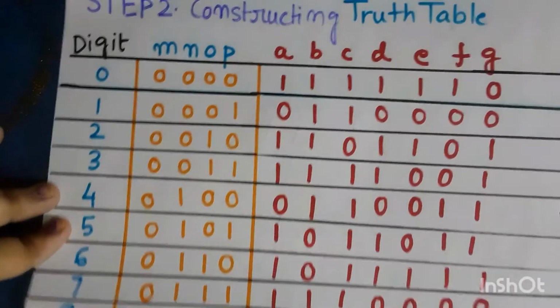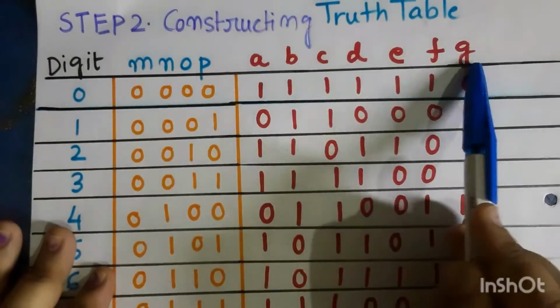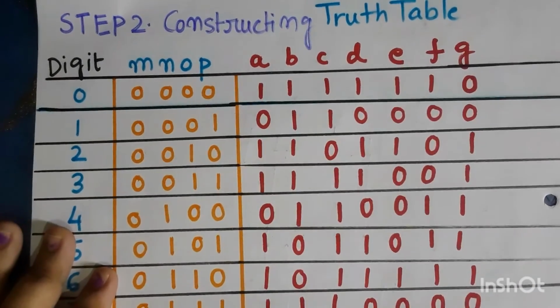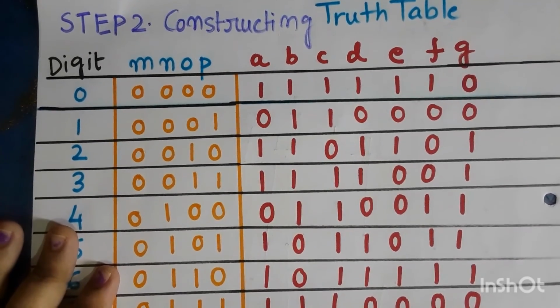Now we have to make a K-map for each of the elements A to G, based on M and OP. We have to write the K-map. Let's see how to do that.